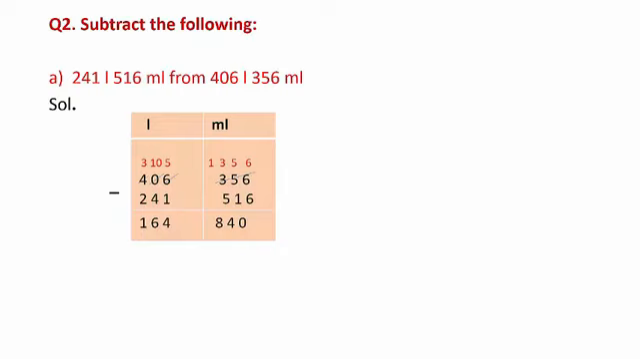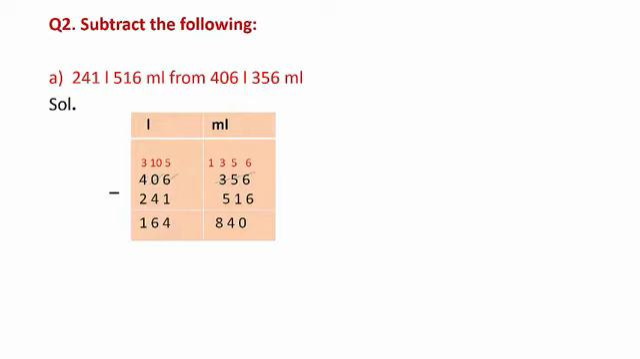Now we can easily subtract 1356 milliliter minus 516 milliliter. So when we subtract, we get 840 milliliter, that is 6 minus 6 will be 0, 5 minus 1 will be 4, and 13 minus 5 will be 8. So 840 milliliter. And in the liter column, since we have given borrow 1 liter, 5 will become 4. So 4 minus 1 will be 3.